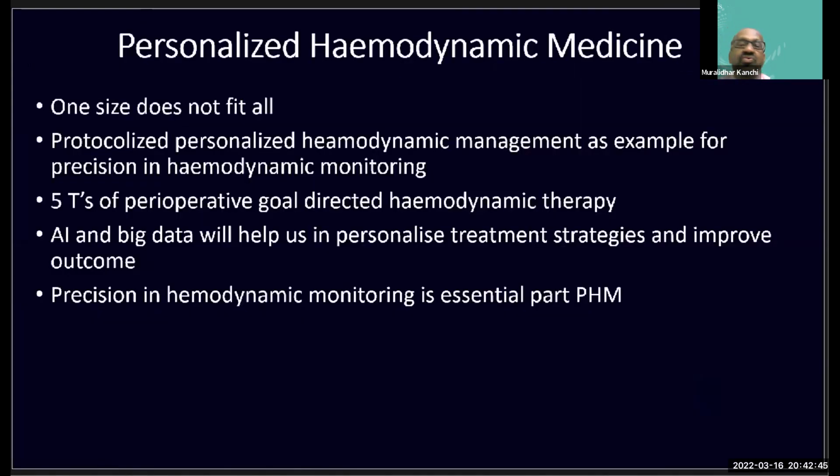And to end my talk, we should understand that one size does not fit all. Protocolized and personalized hemodynamic management is an example of precision in hemodynamic monitoring. The 5 T's of perioperative goal-directed hemodynamic therapy, as elucidated by Dr. Satyen Parida, must be taken into account. Artificial intelligence and big data will help us to personalize treatment strategies and improve outcomes. Precision in hemodynamic monitoring is an essential part of perioperative personalized hemodynamic management of patients.